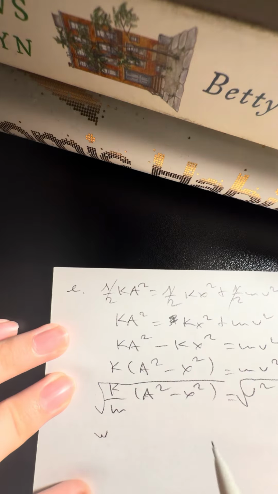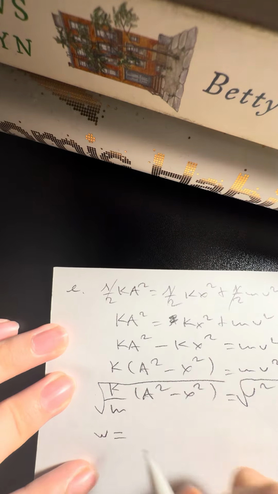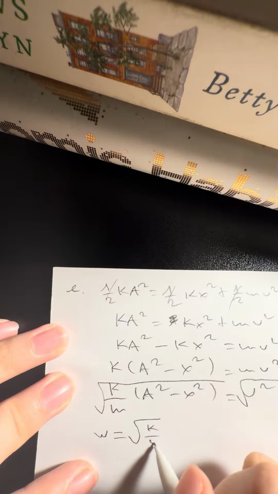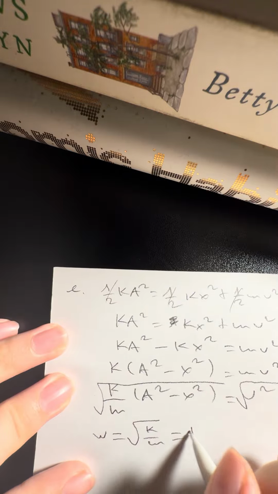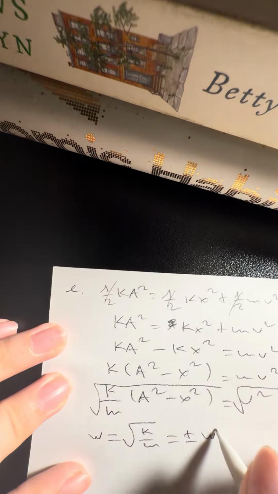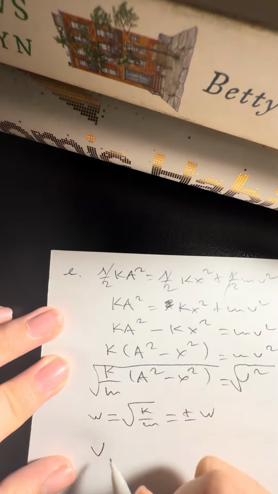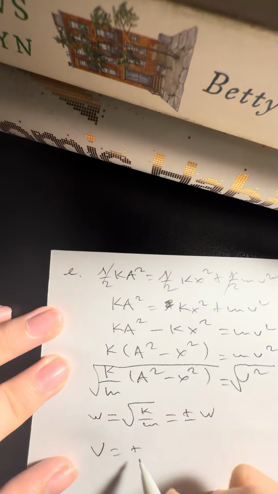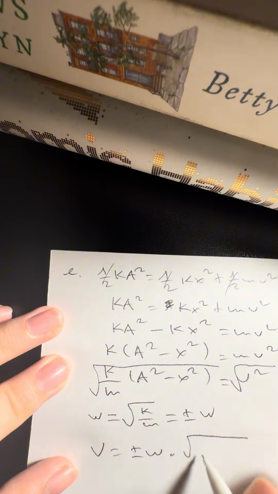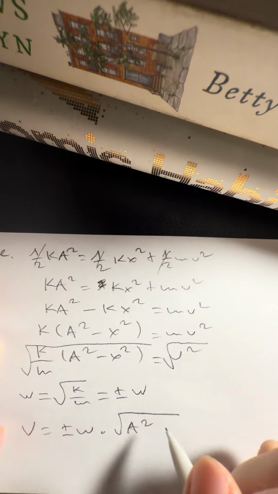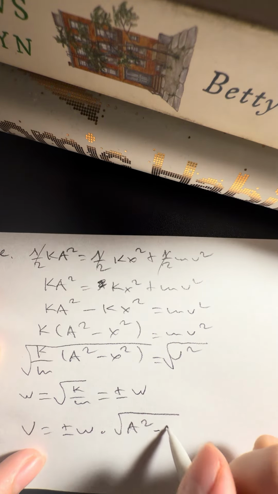But the omega is radical k over m. Radical would be plus or minus, omega, so the answer is b equal plus or minus omega times radical a squared minus x squared.